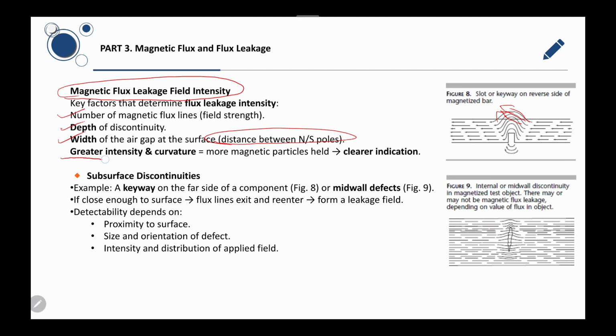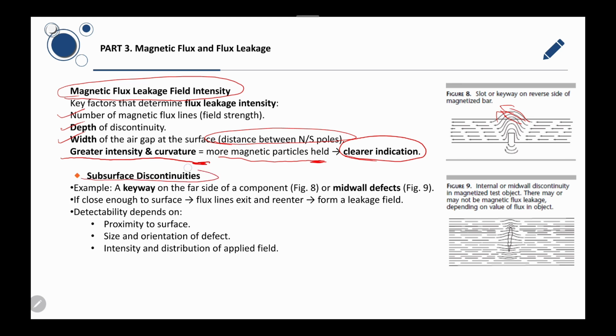A greater intensity and curvature of the leakage field will cause more magnetic particles to be held, leading to a clearer indication.